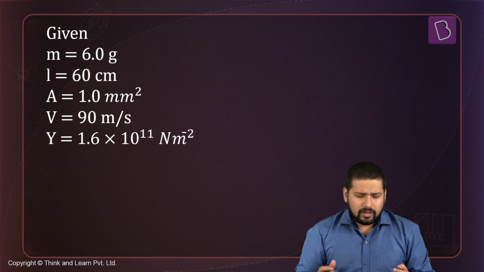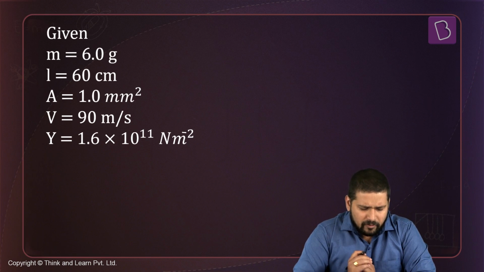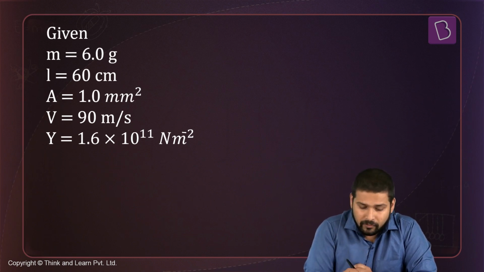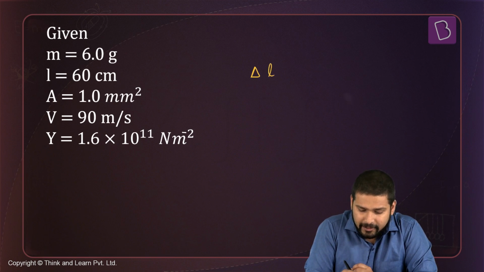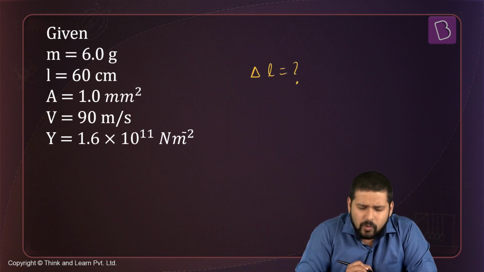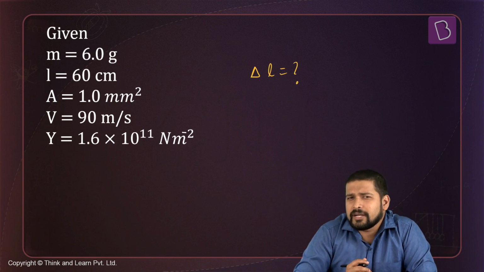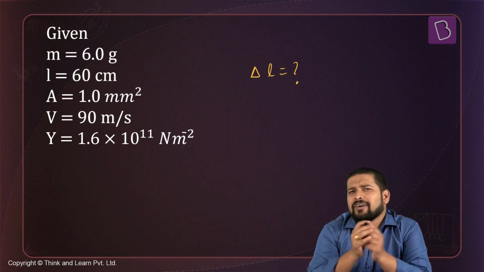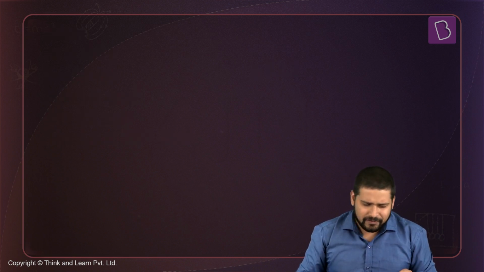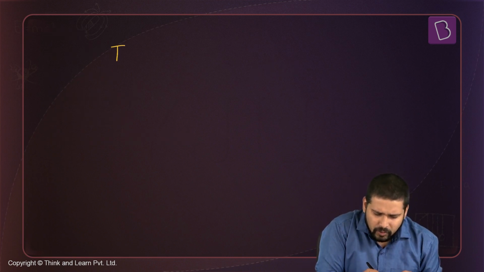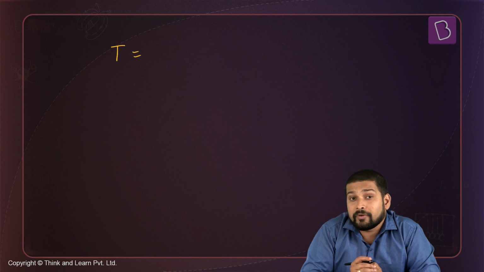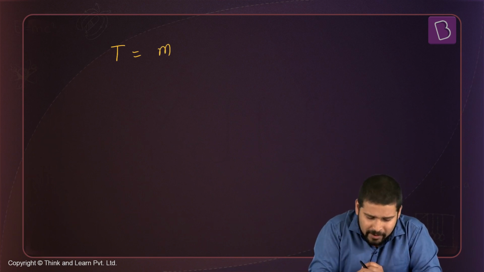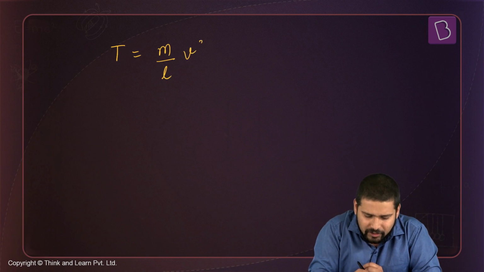So if I have to find the value of increase in length or extension, we have to get delta L. Now how do I approach the value of delta L with all this information given? First thing is, we have to express the value of tension, right? So tension is equal to mu times v square, where mu is nothing but mass per unit length. So I can write it as m by L times v square.